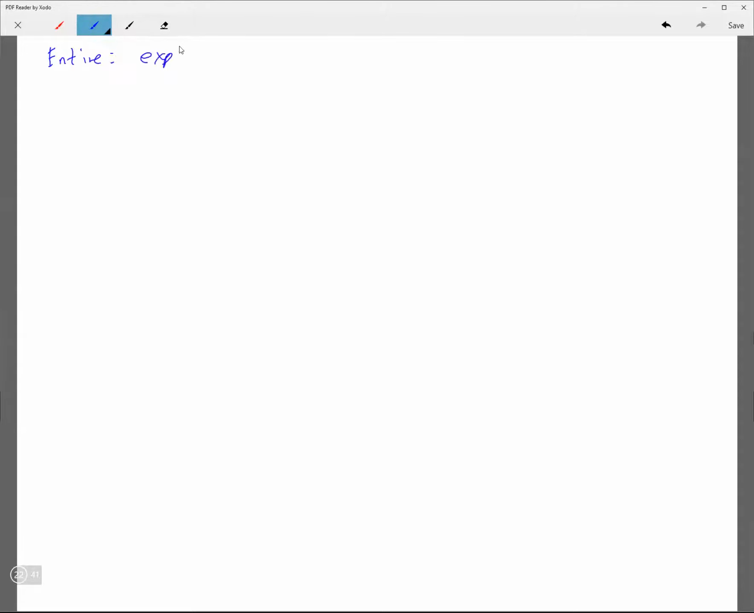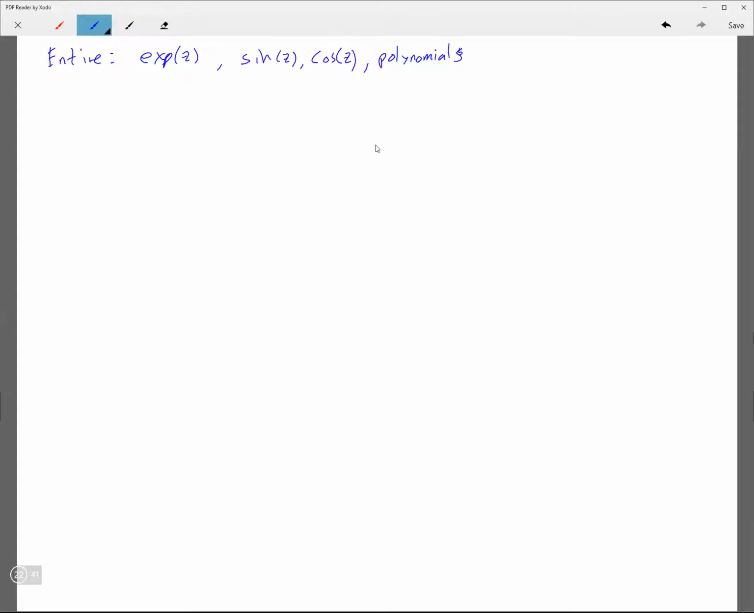So exponential of z, that's entire. So is sine z, and so is cosine z. And also the hyperbolic sine and hyperbolic cosine, because those just depend on exponential of z. So those are examples of entire functions. And then also polynomials. Any polynomial is entire.